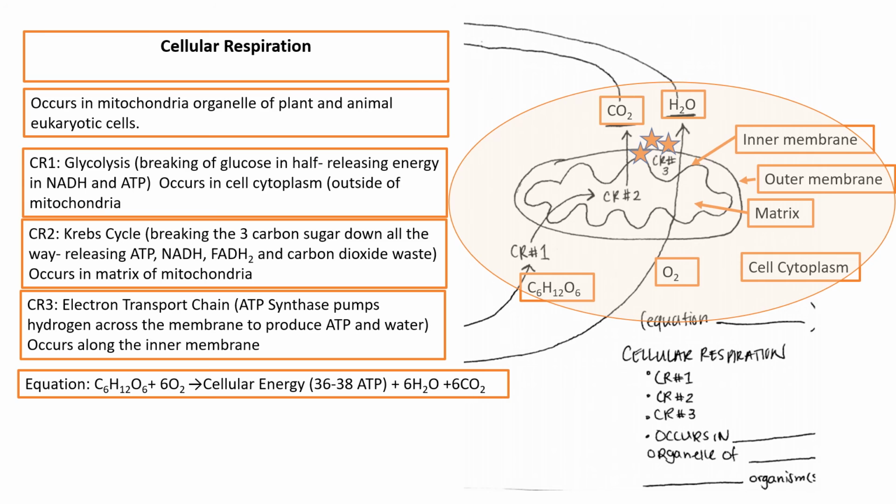The equation for cellular respiration is C6H12O6, so glucose, plus 6 oxygen molecules equals cellular energy, and in total, the whole process creates about 36 or 38 ATP, 6 water molecules, and 6 carbon dioxide. So this is how much energy, 36 to 38 ATP, that I make per molecule of glucose. When you eat a Snickers bar, for example, you're not eating just one molecule of glucose, you're eating millions of molecules of glucose. This whole process is known as a hydrolysis reaction. Remember, lysis at the end of the word means that it is a reaction that is breaking something.